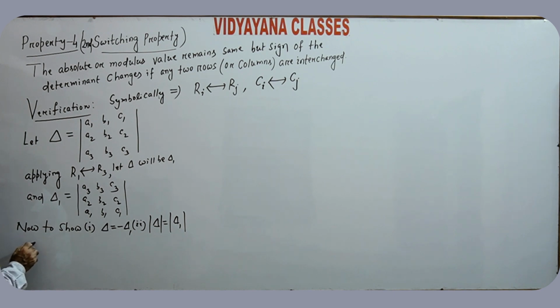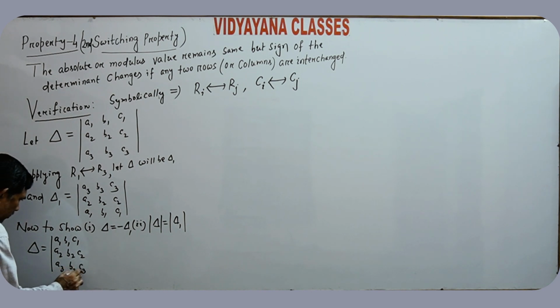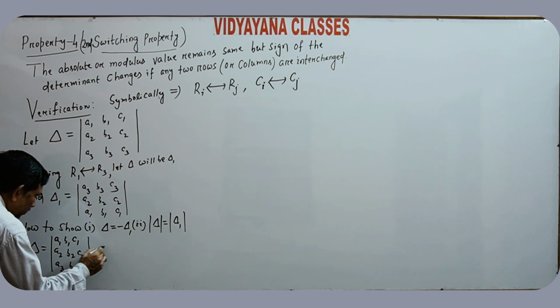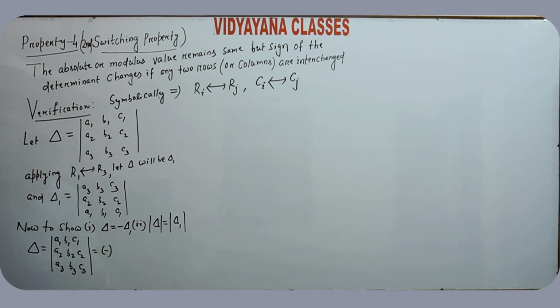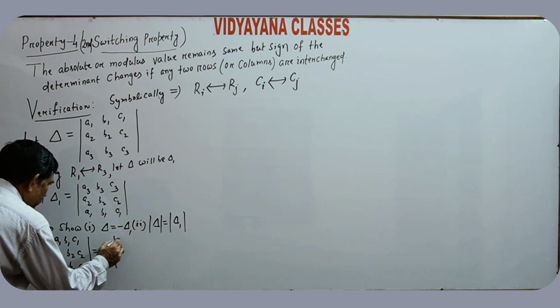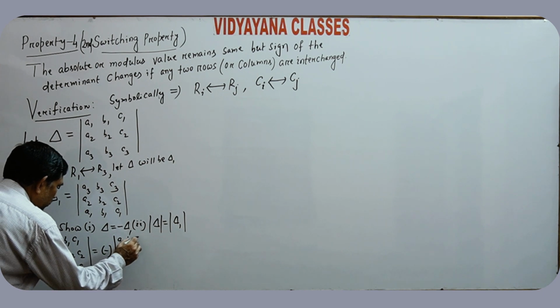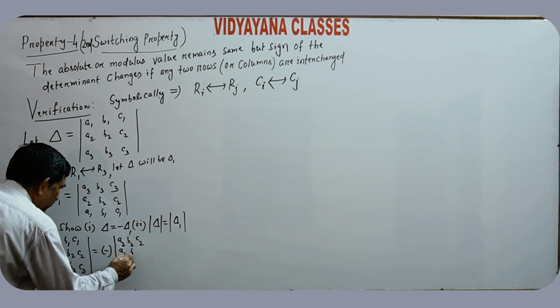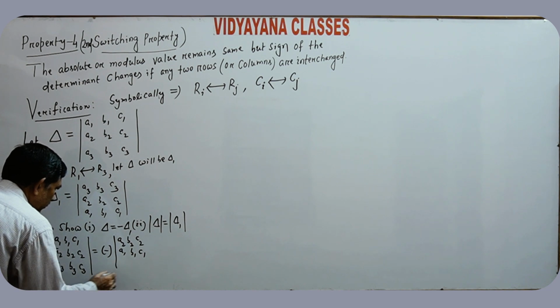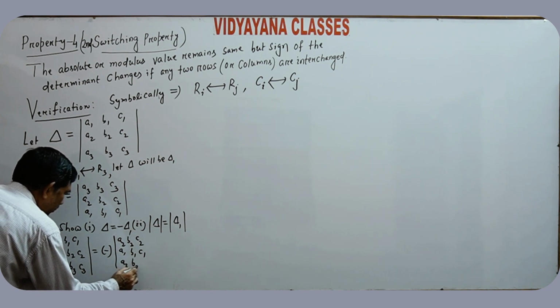Del is the determinant having elements A1, B1, C1, A2, B2, C2, A3, B3, C3, which is the same as negative of the determinant A2, B2, C2, A1, B1, C1, A3, B3, C3.